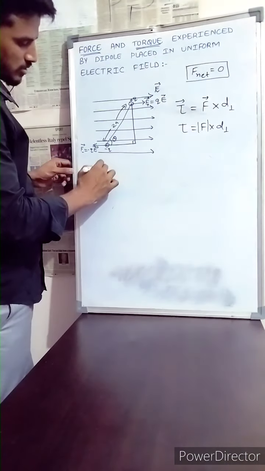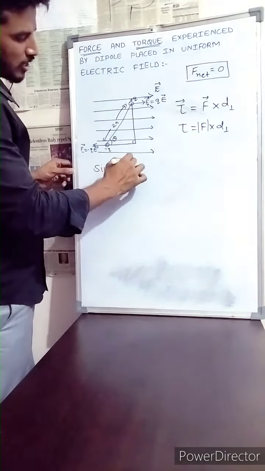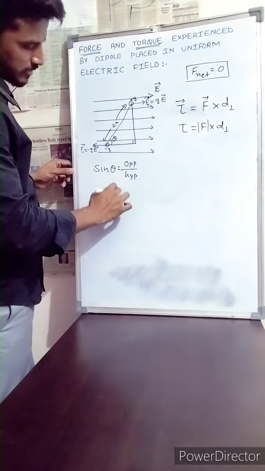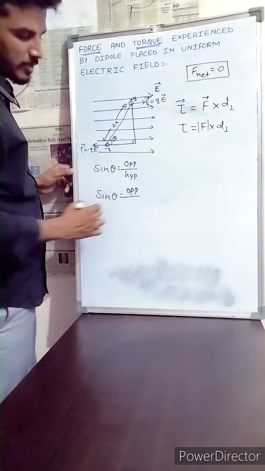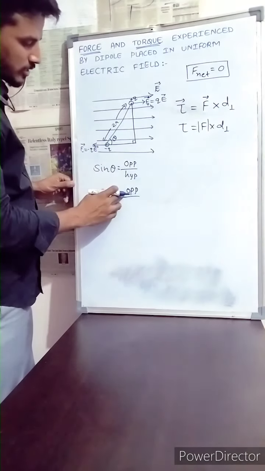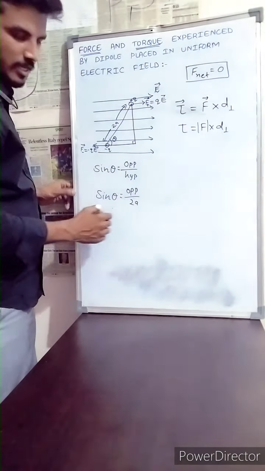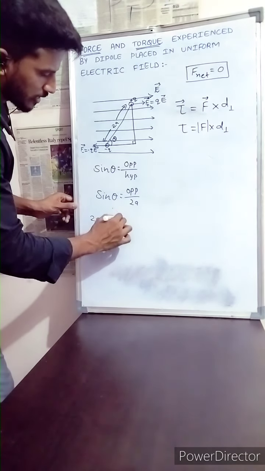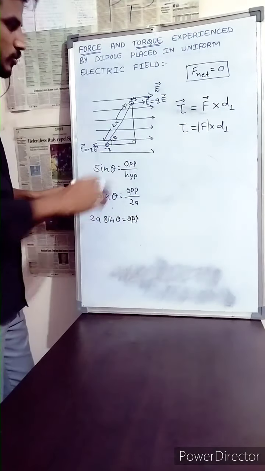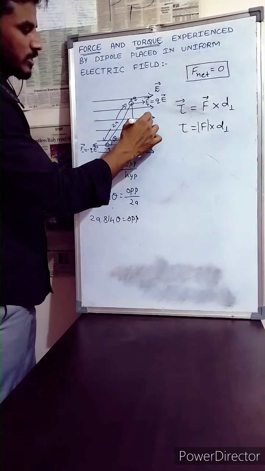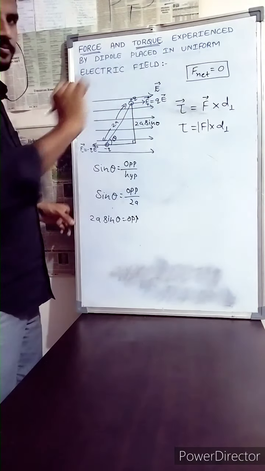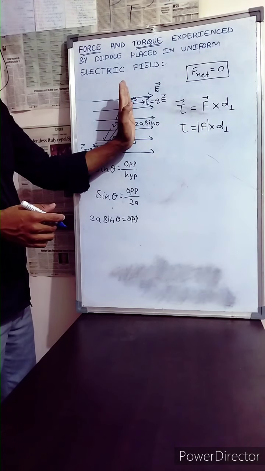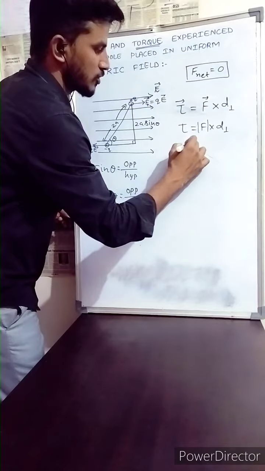Then we can write sin theta is equal to what? Opposite by hypotenuse. Sin theta is equal to opposite divided by hypotenuse, and the hypotenuse is 2a. Let us multiply this 2a to this side. You will get 2a into sin theta is equal to opposite. So this opposite side is of length 2a sin theta, and that is the perpendicular distance.